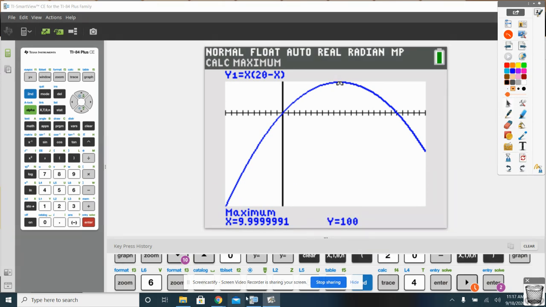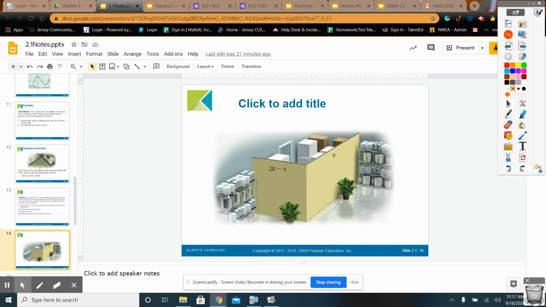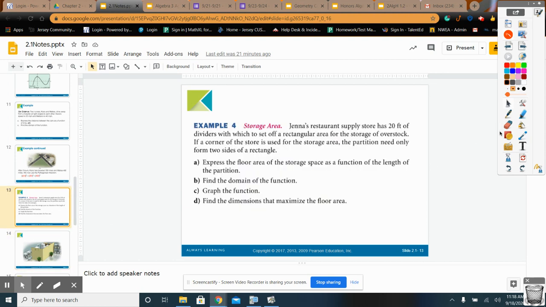And I want you to look back at the picture and see if you can understand what that means. Here's their picture. If this is 10, then this would be 20 minus 10, which is 10, which would be a square. And the square is what would maximize the area. So the dimensions would be a 10 foot by 10 foot area. The square would be maximum area.